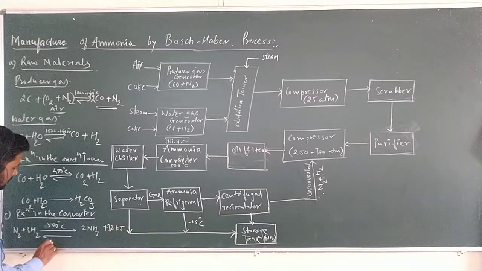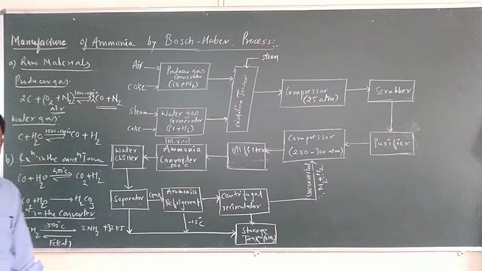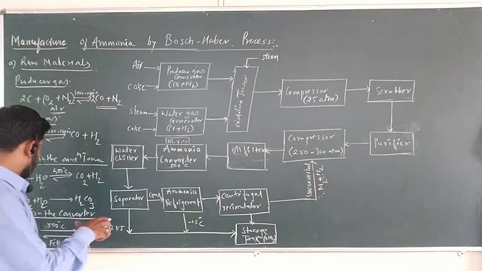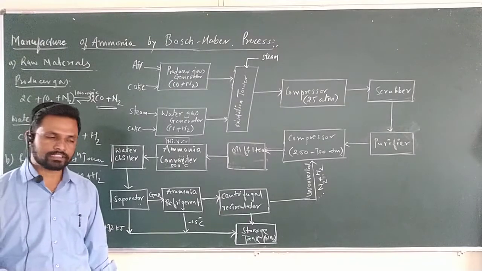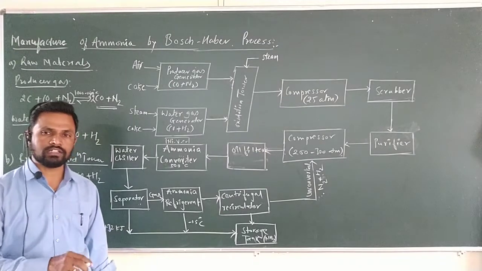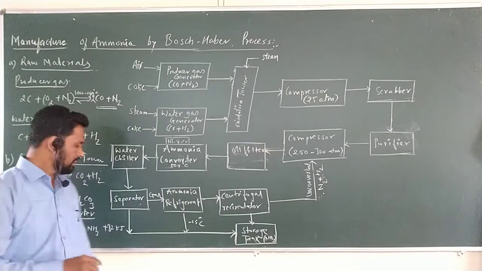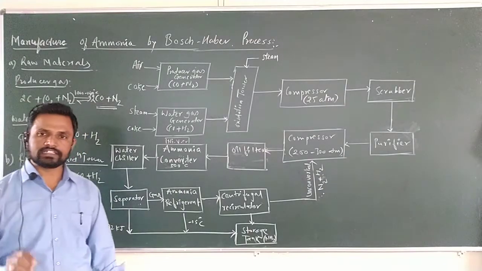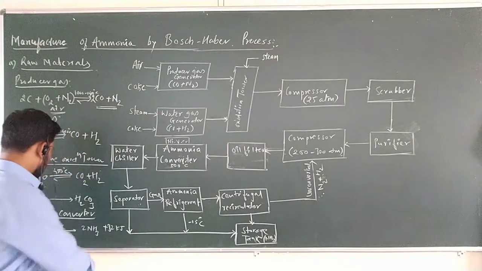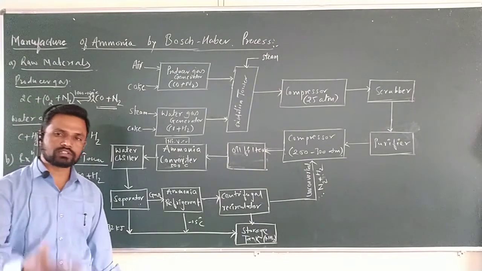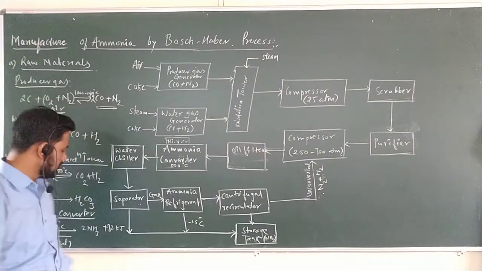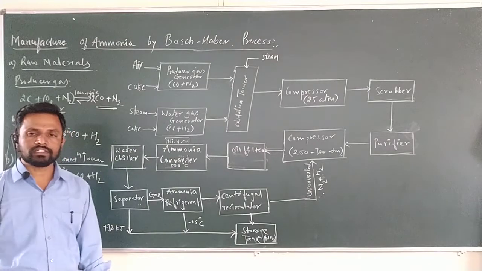Here we can see the iron which we use as a catalyst. This is the basic reaction in which the conversion takes place: formation of ammonia by the treatment of nitrogen and hydrogen. That is, 1 mole of nitrogen and 3 moles of hydrogen are reacted in the converter at 500 degrees Celsius with iron as a catalyst to form 2 moles of ammonia, with the evolution of 92 kilojoules of heat.